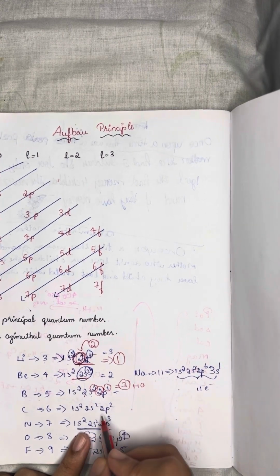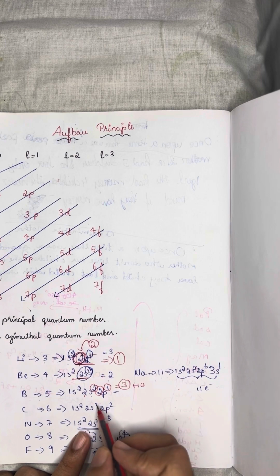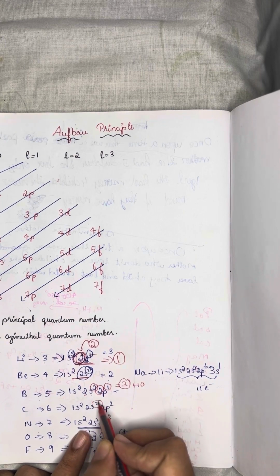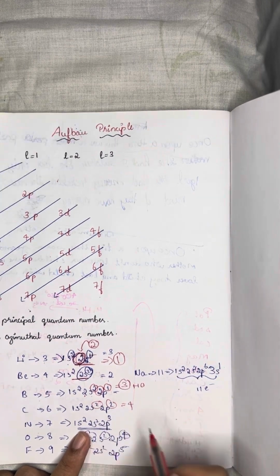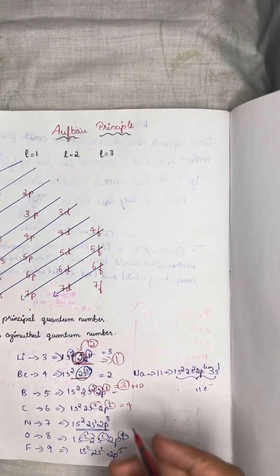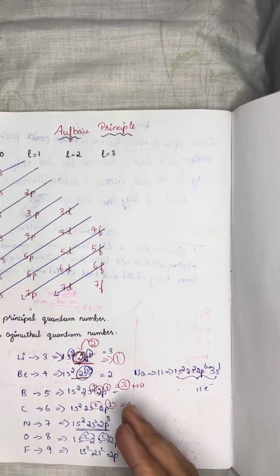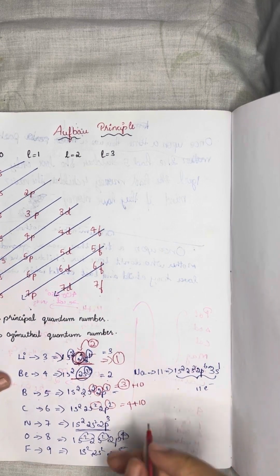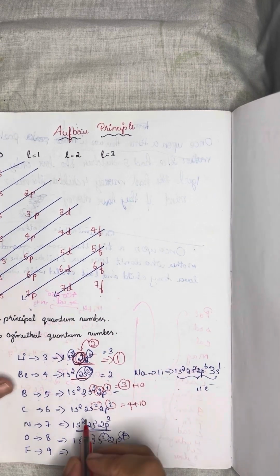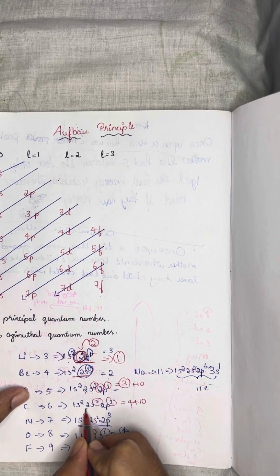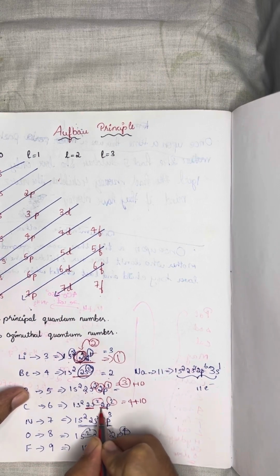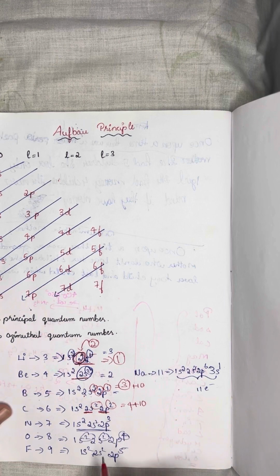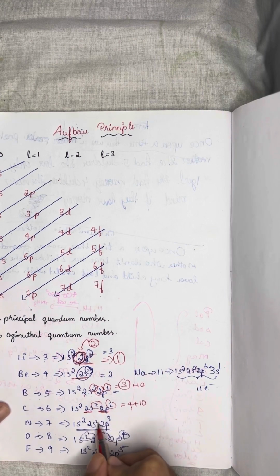Now see for carbon. In carbon, how many electrons are there in the outermost shell? 2 plus 2 is equal to 4. 4 electrons are there in the outermost shell. So I have told you, if the outermost shell has more than 2 electrons, then we will just add 10. That means it is the 14th group. And again, it belongs to which shell? Second shell.